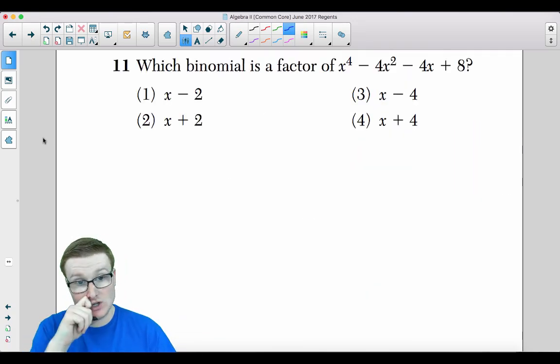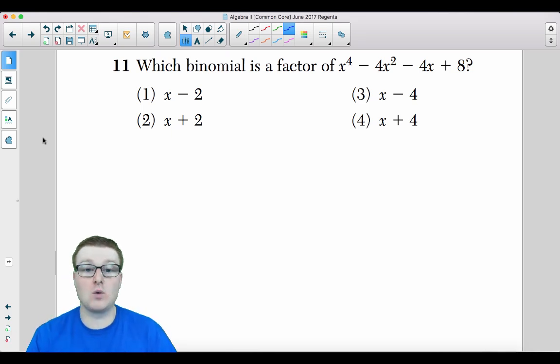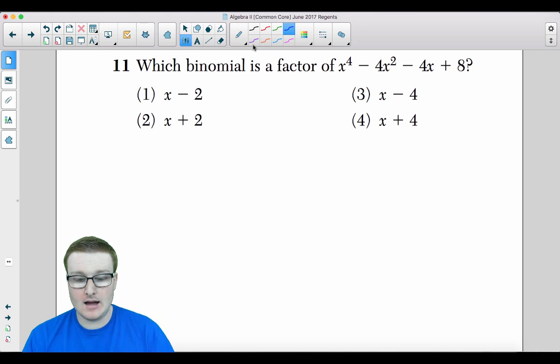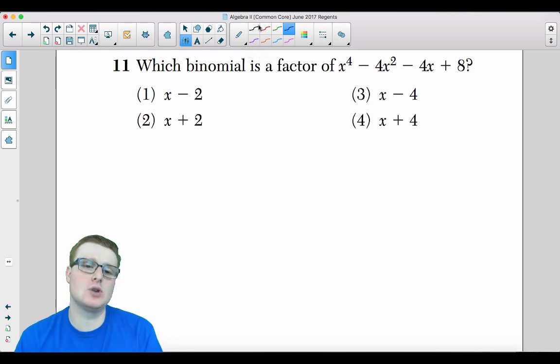All right, number 11. Which binomial is a factor of x to the 4th minus 4x squared minus 4x plus 8? So, here's what I would do. I would attempt to group factor first. Yeah, I would attempt to group factor first.